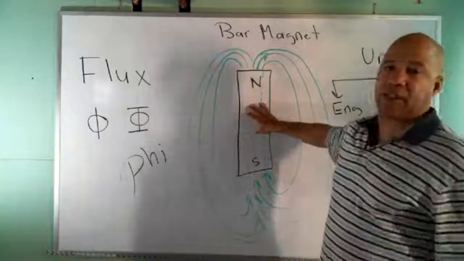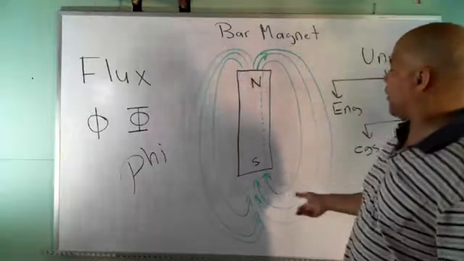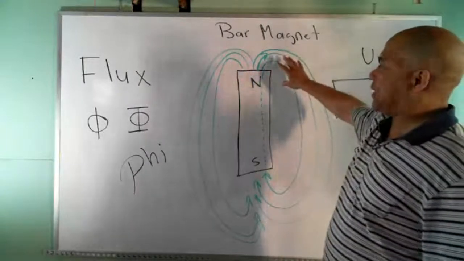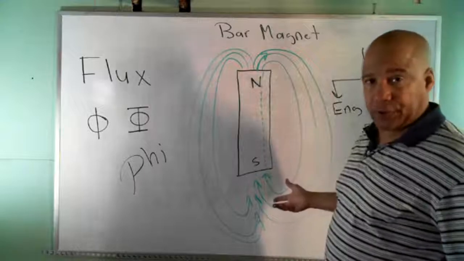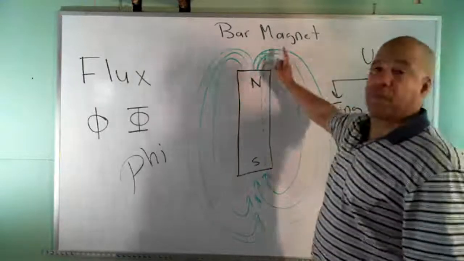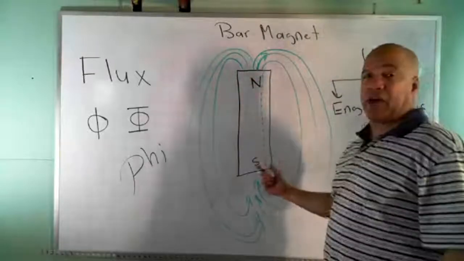You've all played with bar magnets before. I'm drawing this field around. It's called a magnetic field. The magnetic field consists of lines of force. The lines of force have direction. They come out of the North Pole, come around and go into the South Pole.